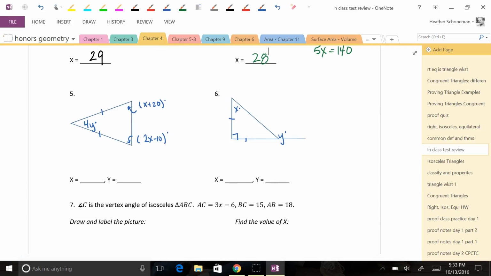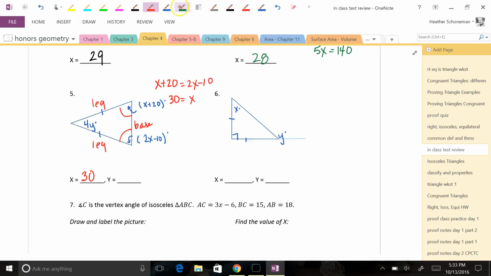All right, let's try this one. No problem. Number 5. Okay, we've got another isosceles triangle. The two sides that are congruent are the legs. The third side is the base, and the two angles touching the base are congruent. So that allows me to easily find x. So I'll say that x plus 20 equals 2x minus 10. So when I solve, I get x equals 30.